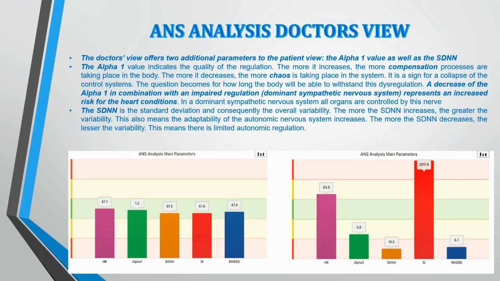Then you get also the value called SDNN, which is the standard deviation and consequently the overall variability of the measurements. The more this SDNN increases, the greater the variability, and this also means the adaptability of the autonomic nervous system increases. The more the SDNN value decreases, the lesser the variability. And this means there is a limited autonomic regulation.